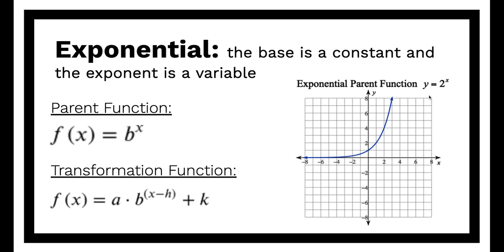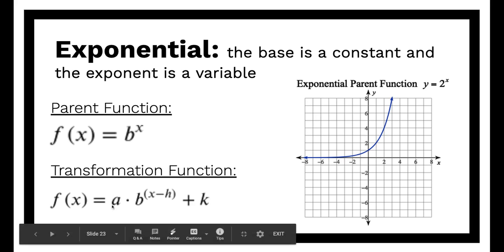So this is what you will use for the parent function as far as transformations that are occurring. So if you see a base of 2 already there, you can assume that that's not a transformation that's occurring to the function. That is the base itself. So then for the transformation function, your a coefficient is in front of that b value. The h is in the parentheses where that exponent is. So x minus h is my entire exponent for my transformation function. And k is on the end being added or subtracted.